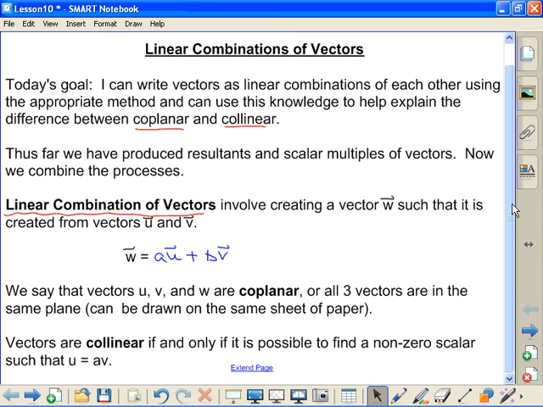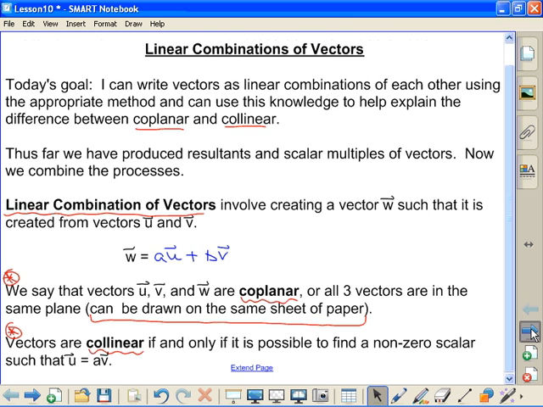So, finishing off the note here, we say that the vectors U, V, and W are coplanar, and we've talked about coplanar a bit, or all three vectors are in the same plane, and that's when you can draw all three vectors on a piece of paper. So they all exist on a flat surface. And we've talked about the concept of collinear. Vectors are collinear if and only if it's possible to find a non-zero scalar where U vector can be written as some multiple of the V vector. So nothing's really changed at this point. We've talked about both of these definitions. They were on the previous test in terms of concepts, so nothing new.